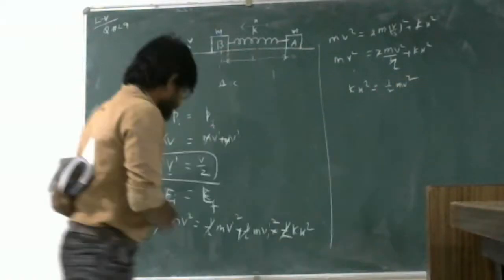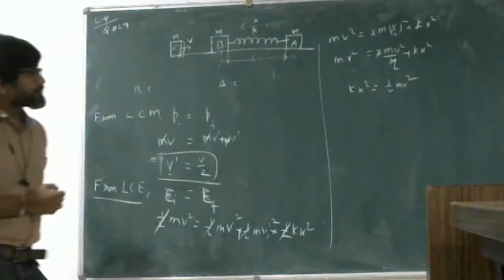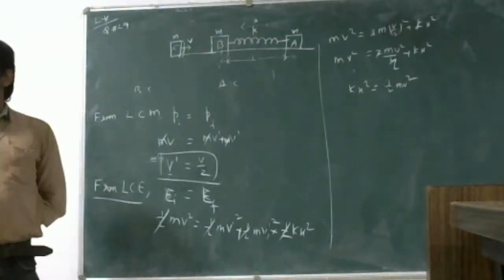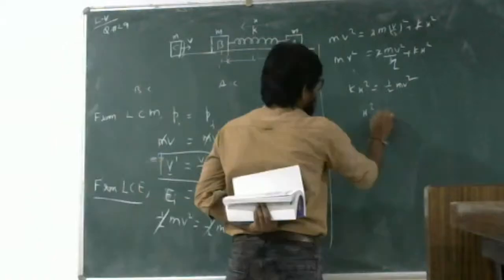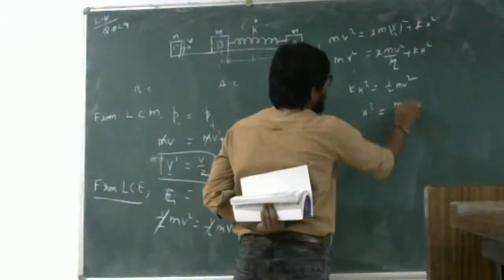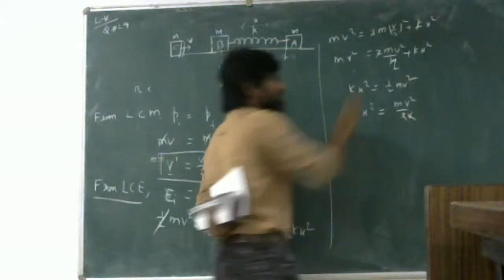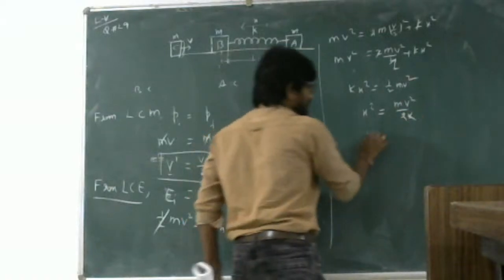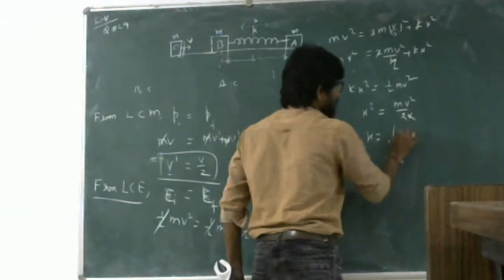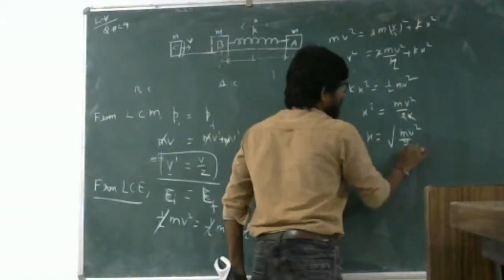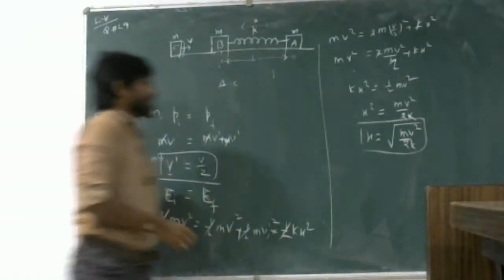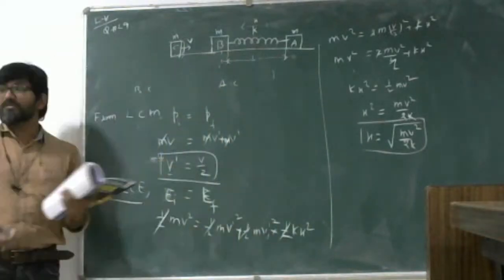Yes. Now, to find the maximum compression, x square is equal to m v square by 2k. So the maximum compression is x equal to the square root of m v square by 2k. This is one of the parameters you can understand from this, and it is required for the options.